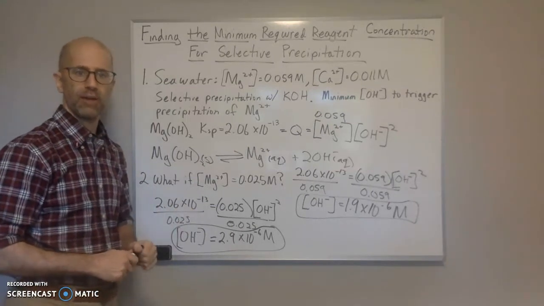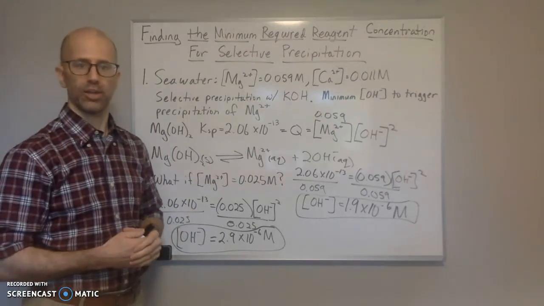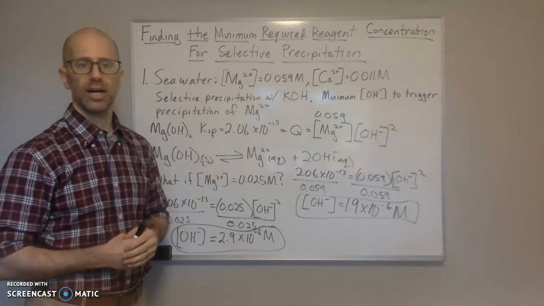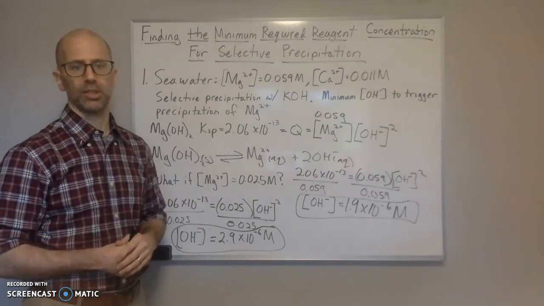So that's how you figure out the minimum amount that you need to selectively precipitate out a particular ion.